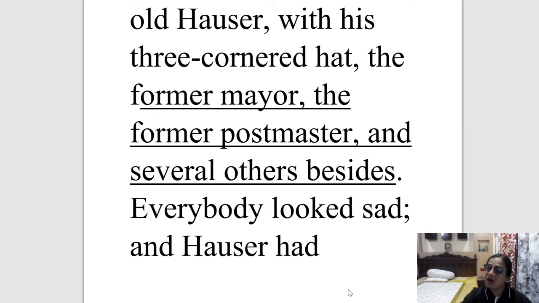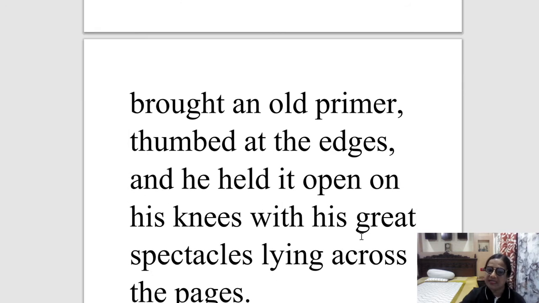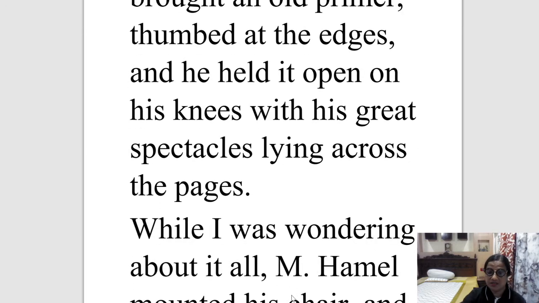Everybody looked sad, and Hauser had brought an old primer. Now, Hauser, who was wearing the three-cornered hat, had brought an old primer. Now, what is a primer? A primer is an elementary book, a basic book. So he had brought an old primer, an elementary book, thumbed at the edges. Thumbed means it was folded at the edges when a book becomes old. And he held it open on his knees with his great spectacles lying across the pages.